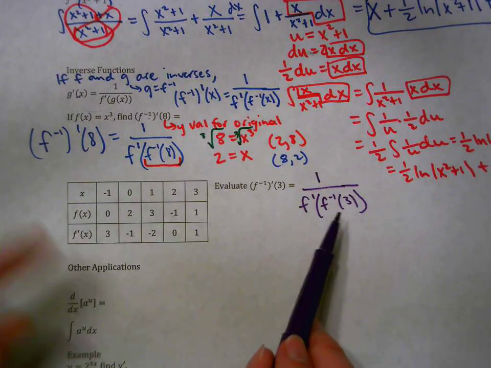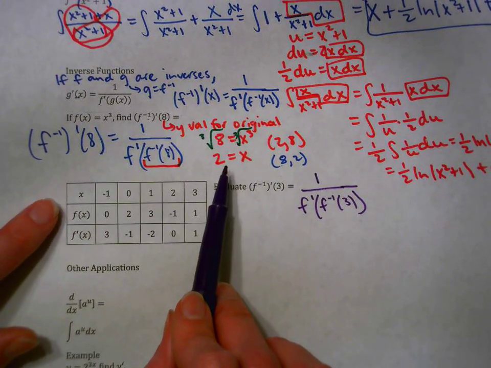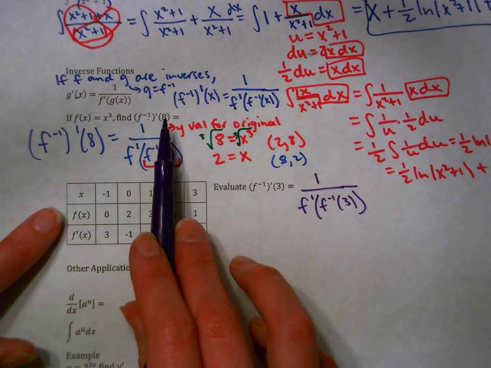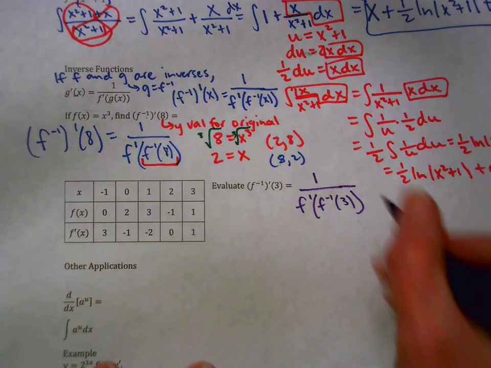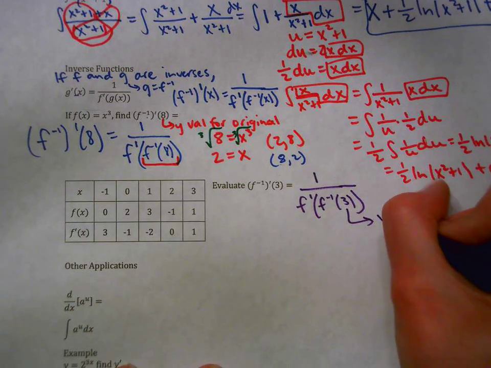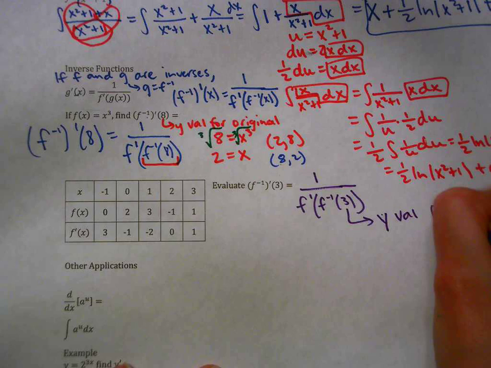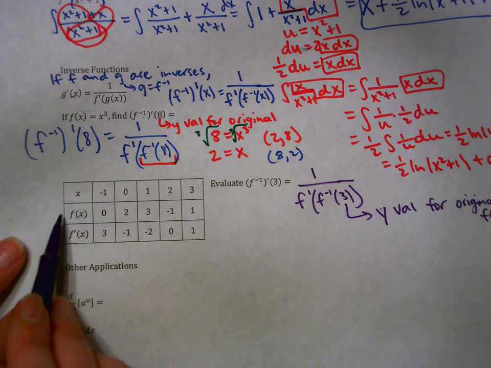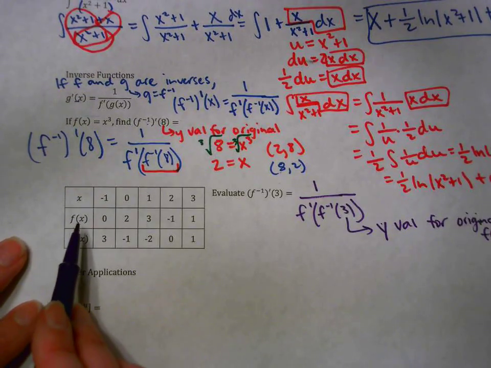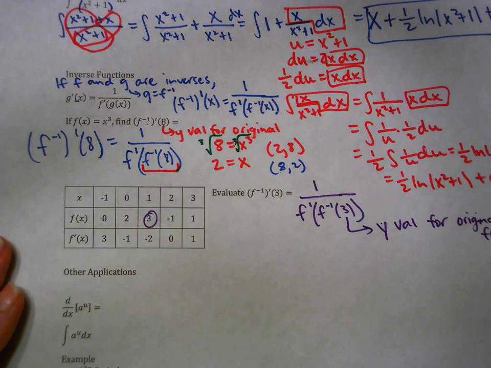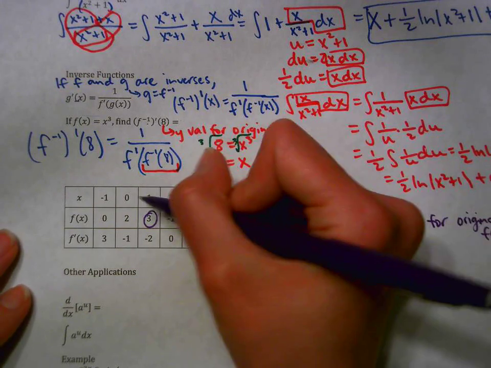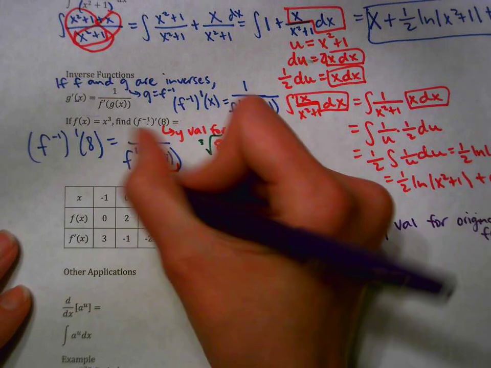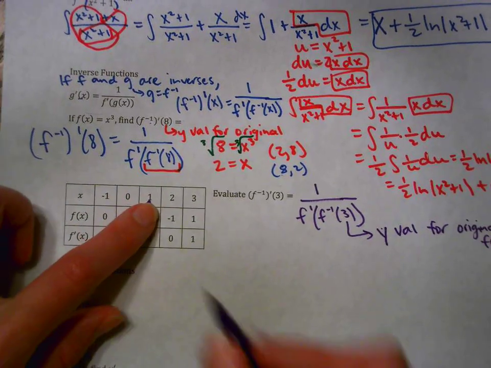So how do we get the inverse value from a table? It's the same idea. So that x value on the inside is the y value for the original. So this 3 is the y value for the original, which is f of x. So you're going to look for 3 for the y value, f of x. And so what is that x value? It's 1, so that is the inverse value.